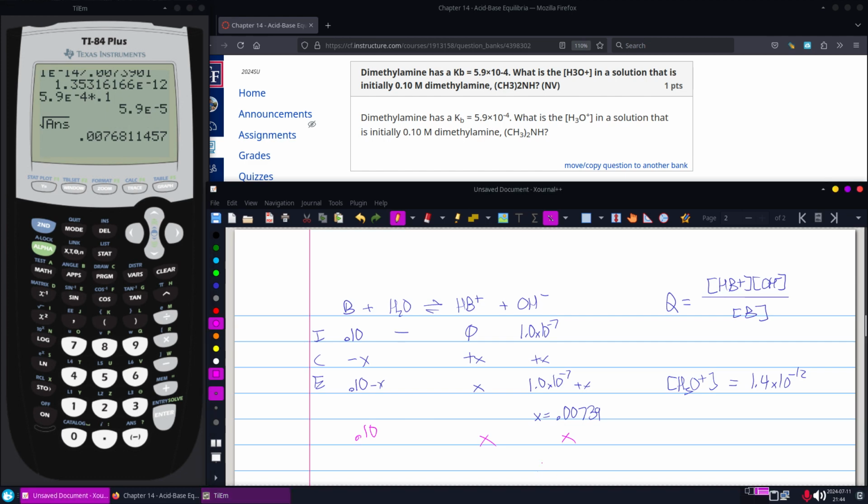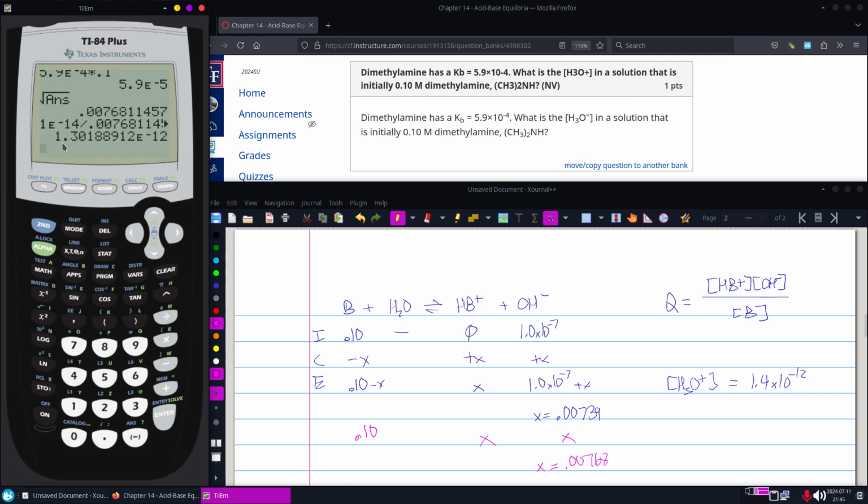So the x is slightly different. But when I get the difference between that and find the H3O concentration, I'm going to have almost the exact same value. 1.3 times 10 to the negative 12th. So within a very reasonable amount of error, same number essentially.